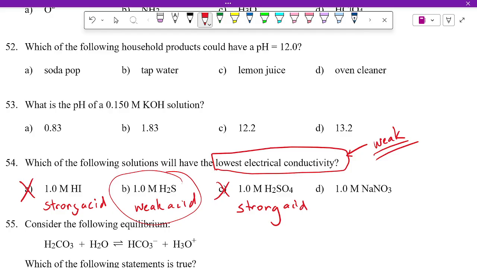Sometimes people are like, well, that's not an acid, so it doesn't conduct, but acids conduct, bases conduct, and what else conducts? Aqueous acids conduct, aqueous bases conduct. What else produces ions in solution?